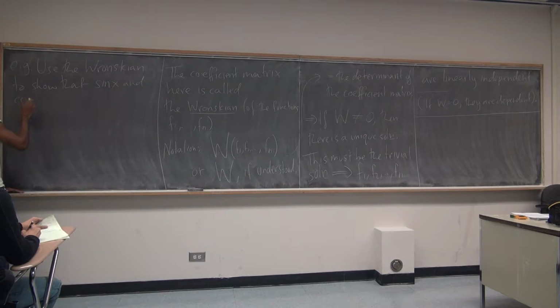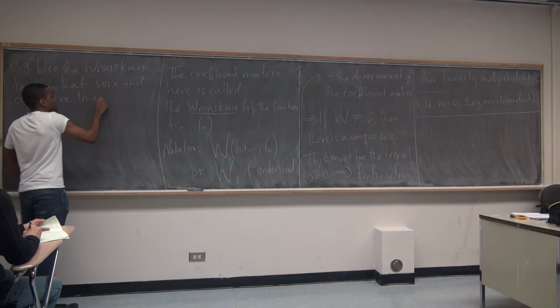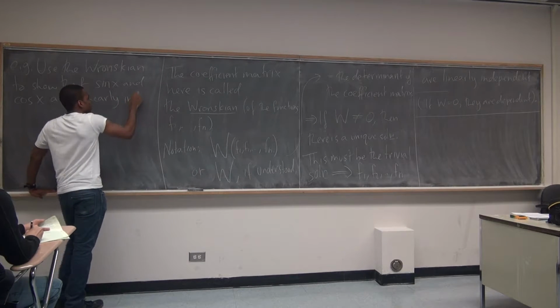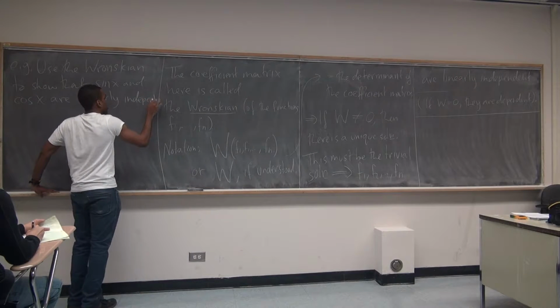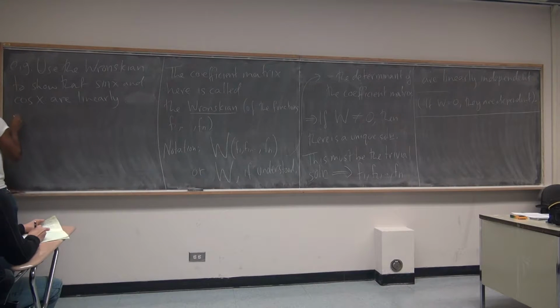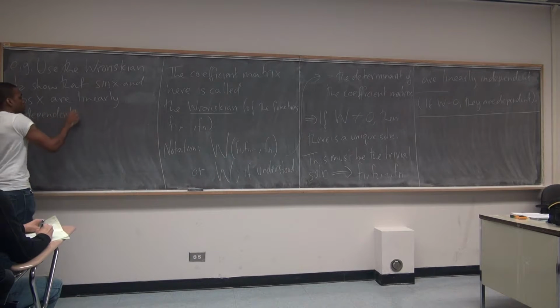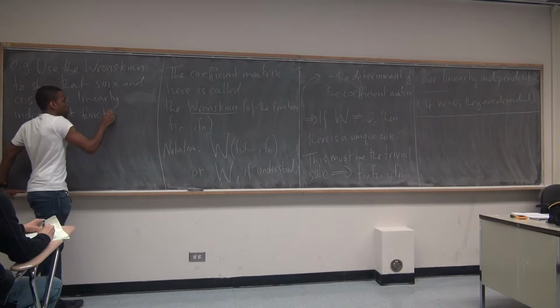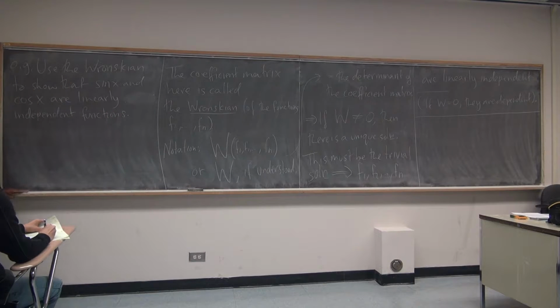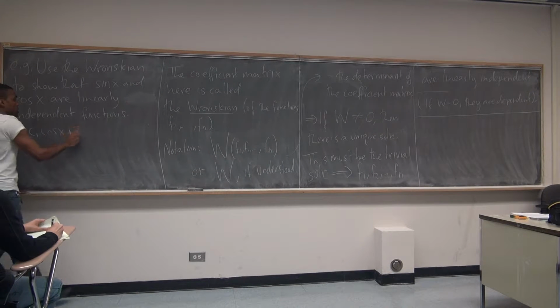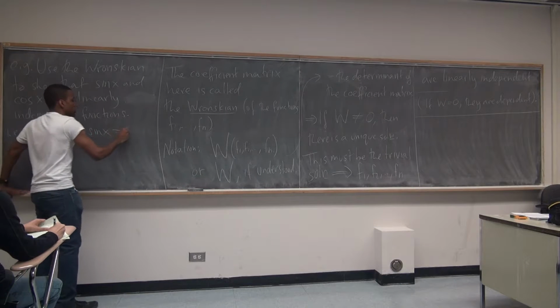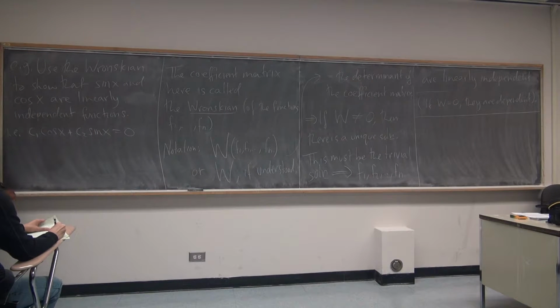Simple example, of course, sines and cosines are linearly independent functions. So i.e. c1 cosine x plus c2 sine x equals 0 will only have the trivial solution.